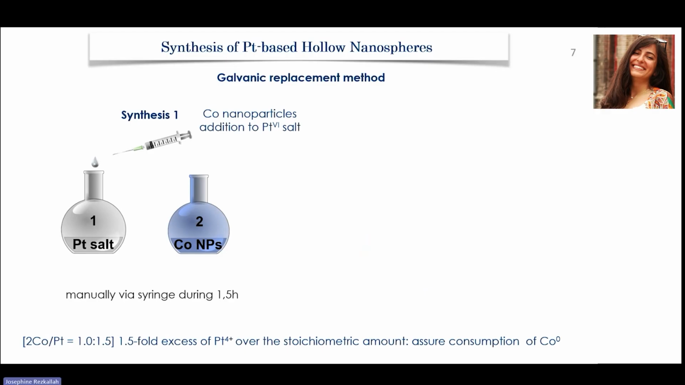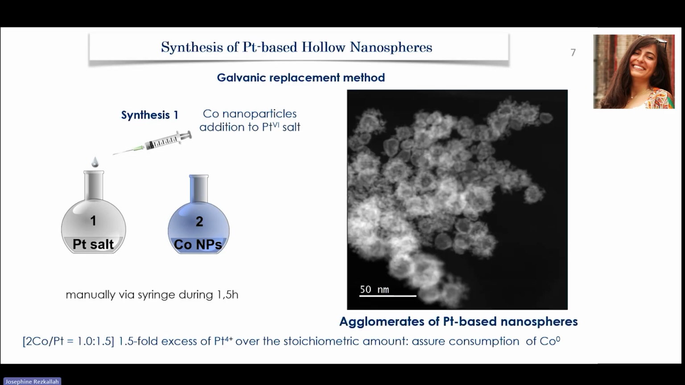Using the galvanic replacement method, we've synthesized a first batch of hollow nanospheres by a manual addition of cobalt nanoparticles to a solution of platinum salt over an hour and a half. This synthesis led us to the formation of agglomerations of platinum-based nanospheres with non-homogeneous morphologies.